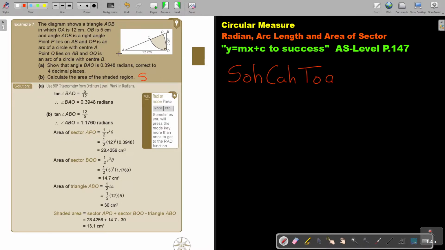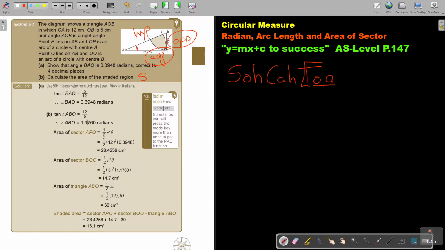So BAO, it's this angle. If I name, this is going to be my opposite, this is going to be my adjacent, and this is going to be my hypotenuse. But I have opposite and adjacent, and that's the reason why I use tan. So I say tan of angle BAO is 5 over 12. So then I just press my radians.